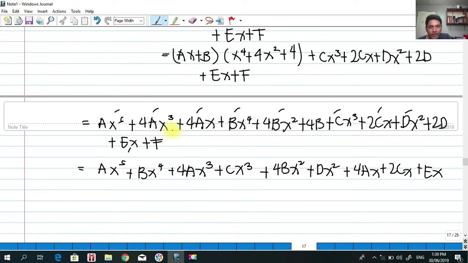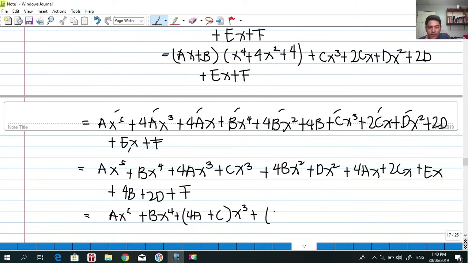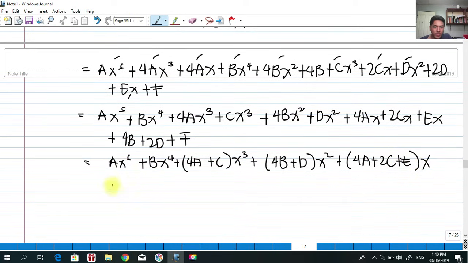Again, the constant, that is plus... so do we have a constant? 4b. So we have 4b plus 2d plus f. So if you factor this out, we have ax raised to 5 plus bx raised to 4 plus (4a plus c) x cubed plus (4b plus d) x squared. Factor out x: (4a plus 2c plus e), that is equivalent to x. And our constant simply is plus 4b plus 2d plus f.